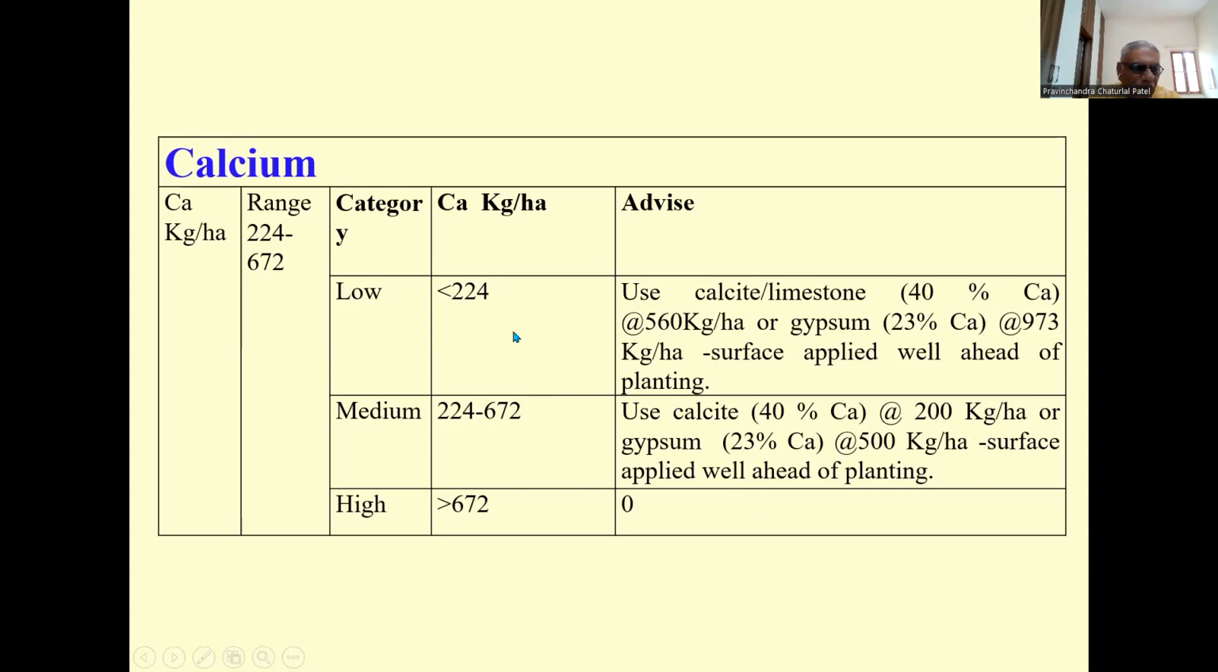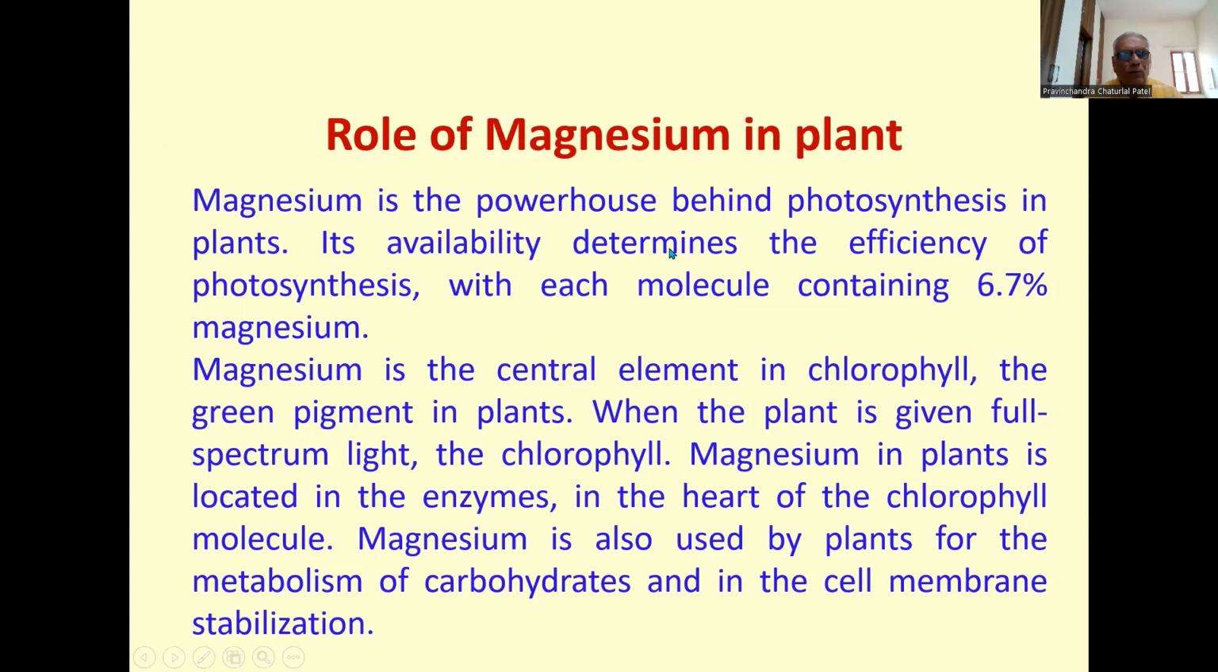So you know that calcium is very important. When it is deficient, we should apply gypsum or calcium sulfate at the rate of 1000 kg per hectare, whereas if you have the source of calcium as limestone, then you should apply 560 kg per hectare. But when it is medium, then you should apply calcite at 200 kg per hectare or, with a gypsum source, 500 kg per hectare, surface applied well ahead of planting. Then the role of magnesium in plants.